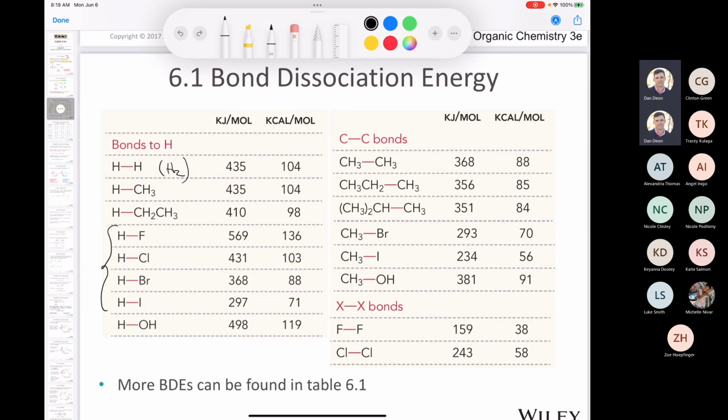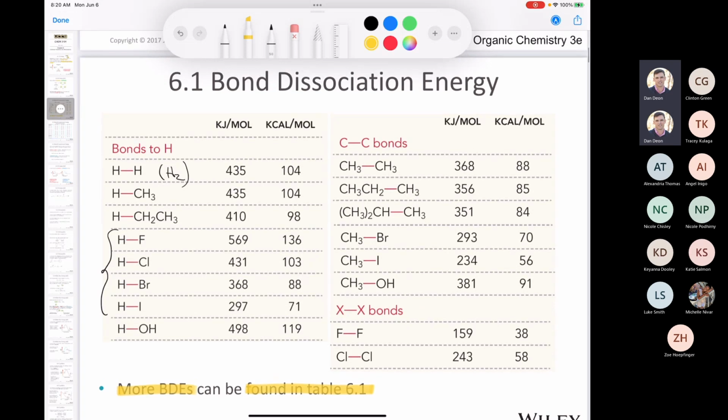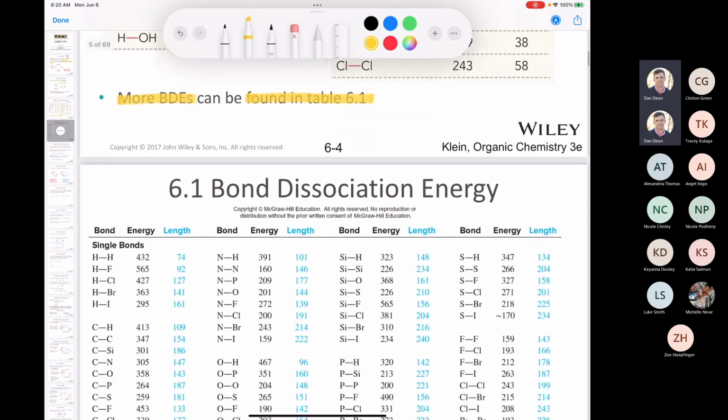However, you do have to know how to use bond dissociation energies. And so if you look at table 6.1 in our textbook, you can find a whole host of bond dissociation energies in there. Again, you don't have to memorize any of them. If you want to, go ahead. That's not a problem, but it's not something that we have to do. And I'm going to show you how to use bond dissociation energies to calculate the change in enthalpy for a reaction at constant pressure this morning. That's something that we're going to go over today.